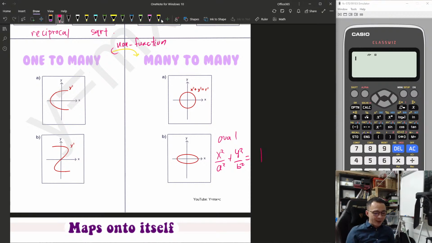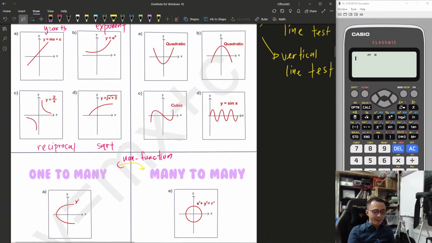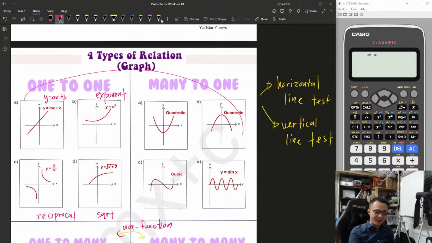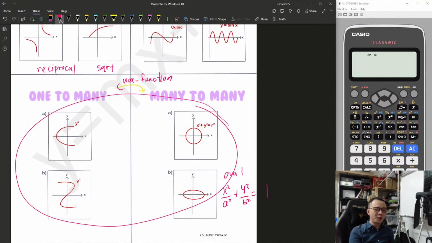Okay, so at least you can already see that these two patterns of the graph are functions, and these few patterns are not functions.